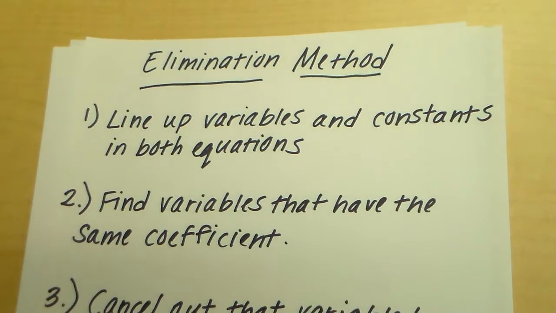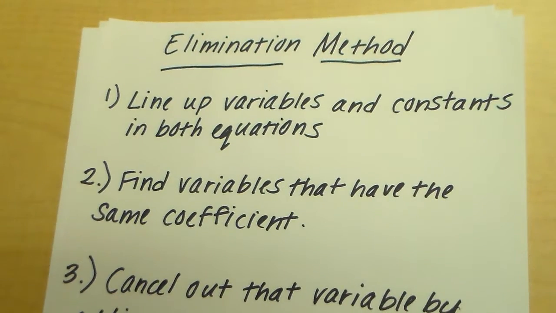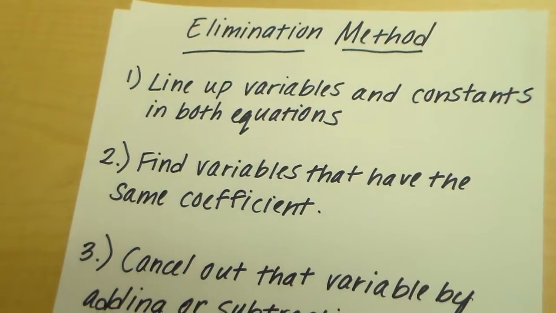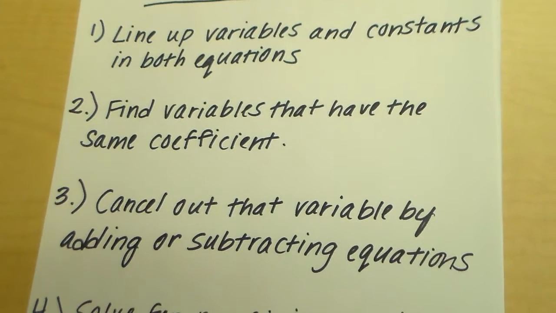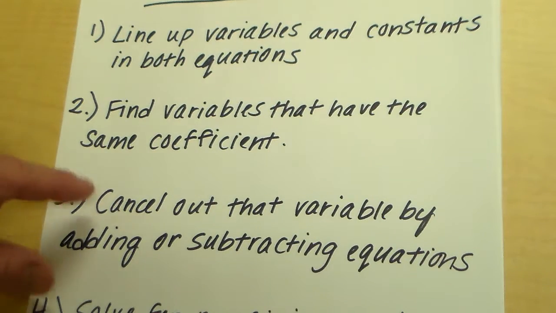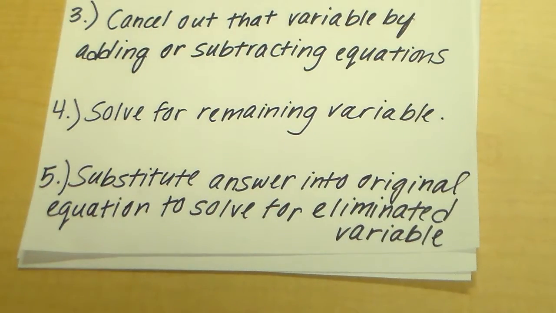So for elimination, just like substitution, there's 5 steps that we are going to follow. So if you want to pause your video right now, you can copy these down. There's 1 through 3. And you can pause it for 4 and 5 as well. Okay, so I'm going to refer to these steps as I go through some problems.